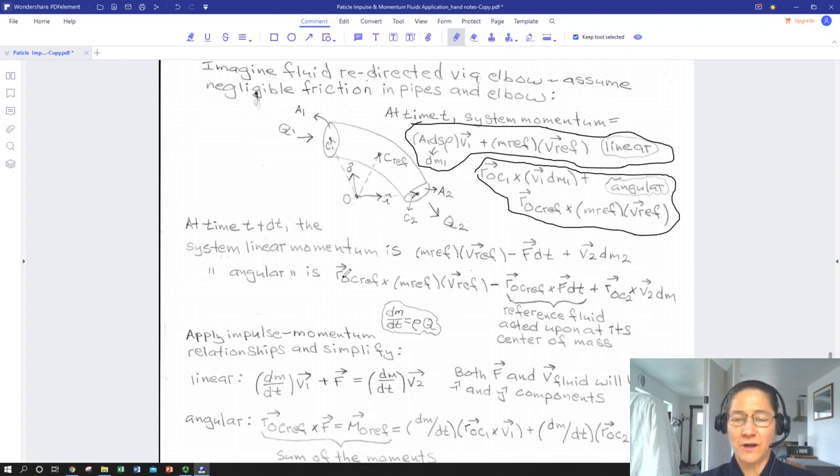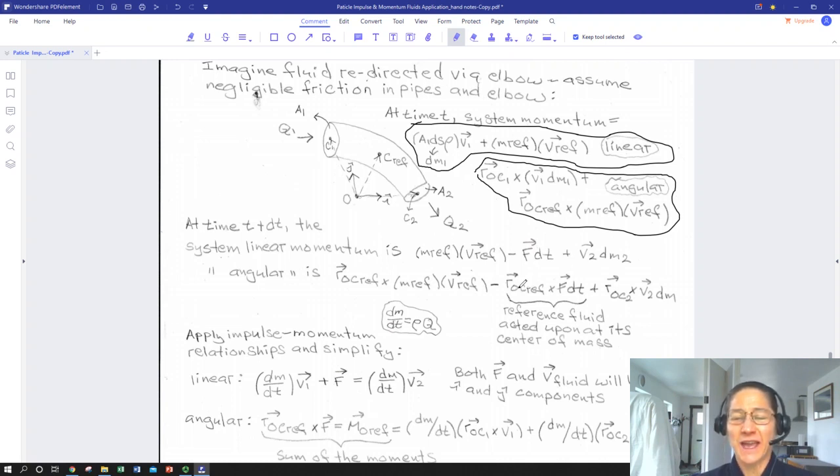And for our angular momentum, all we have to do is take cross products from our reference point. So we're going to do R from our 0 absolute inertial reference frame point outside of the elbow somewhere to C reference, cross that with our linear momentum of our reference volume of water. And we're going to subtract the same. We're going to cross everything up here with R.